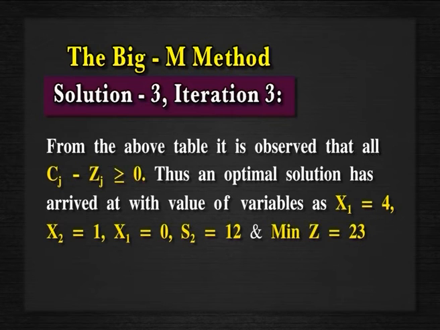From the above table, it is observed that all Cj minus Zj is greater than or equal to 0. Thus, an optimal solution has arrived at, with values of variables as x1 is equal to 4, x2 is equal to 1, s1 is equal to 0, s2 is equal to 12 and min Z is equal to 23.